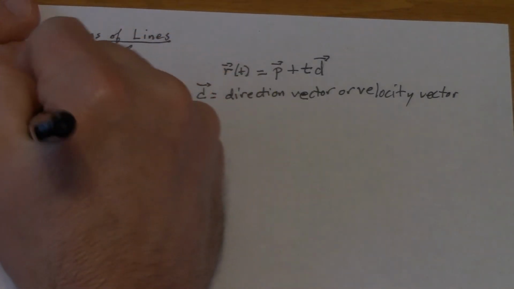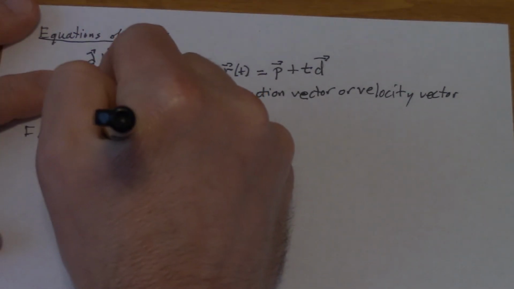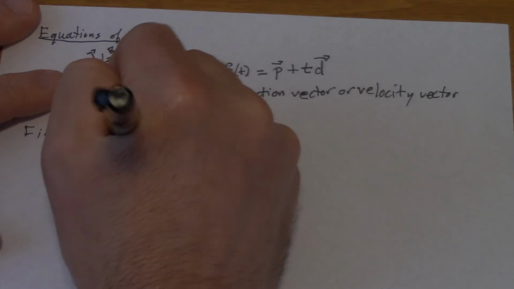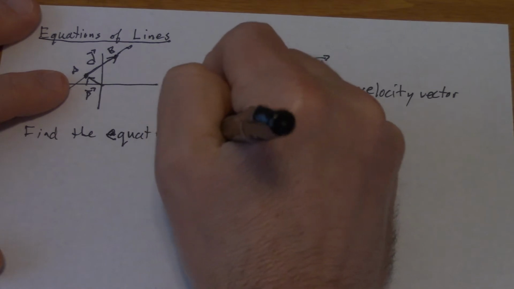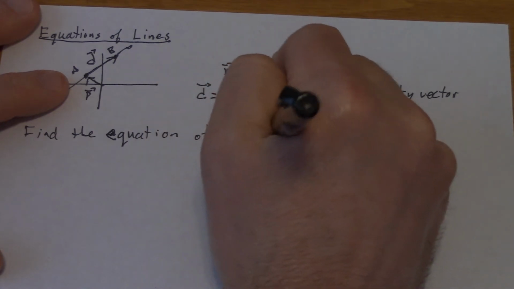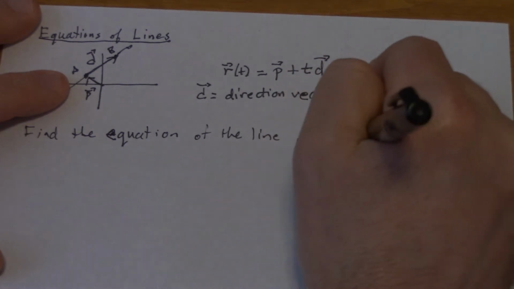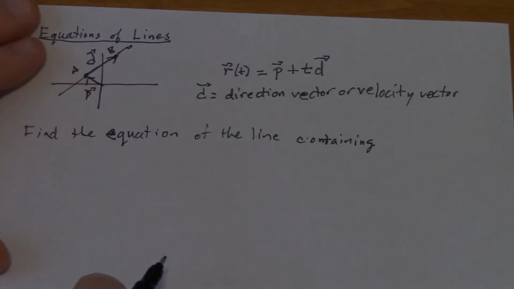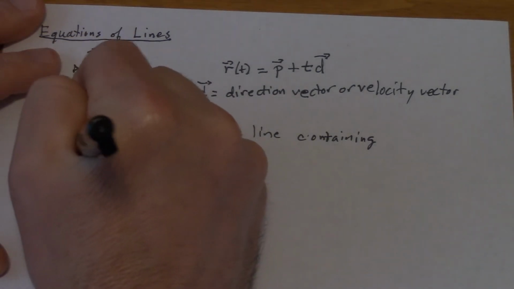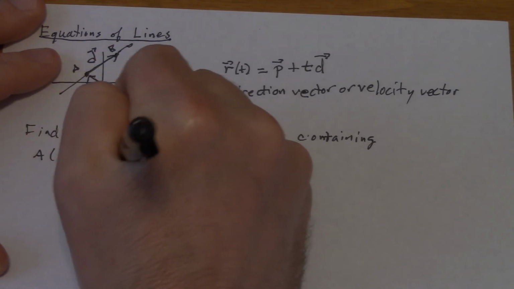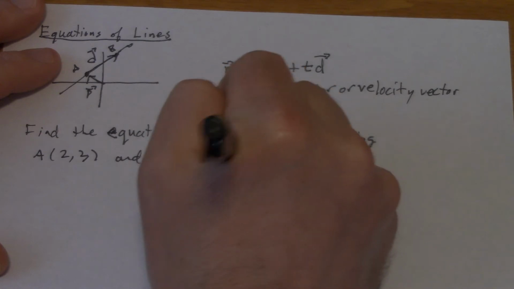So we're going to find the equation of the line containing 2 points, and we're going to do a 2D example first. Let's see, what do we want our points to be? I picked A, which is (2, 3), and B, which is (4, -2).